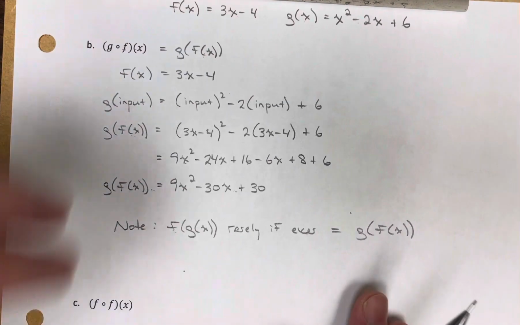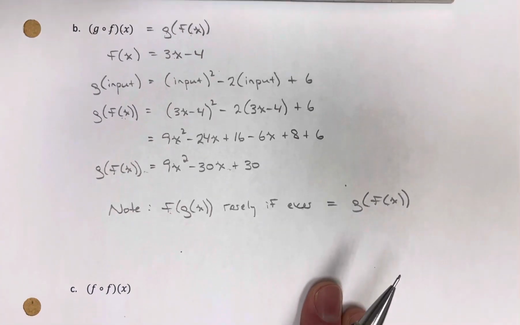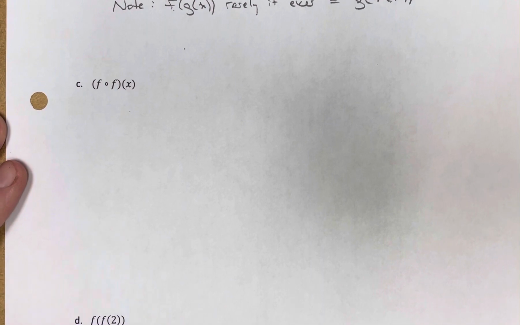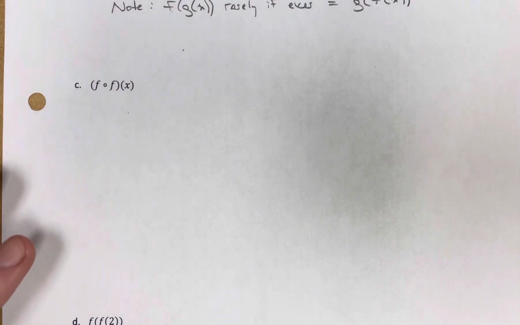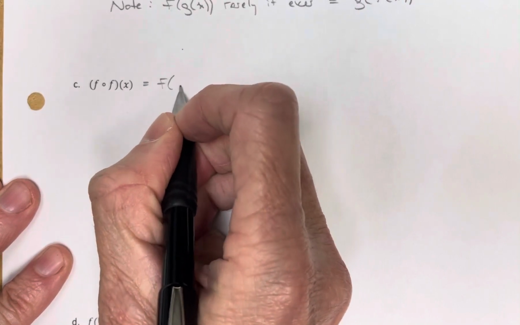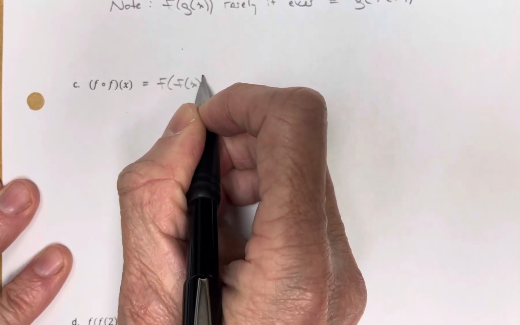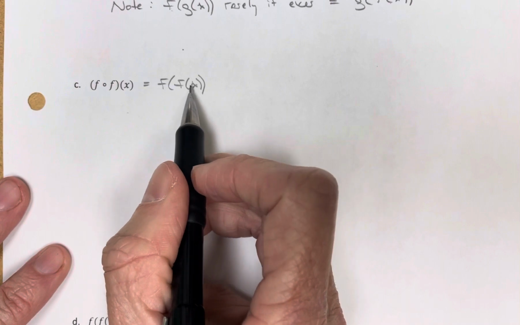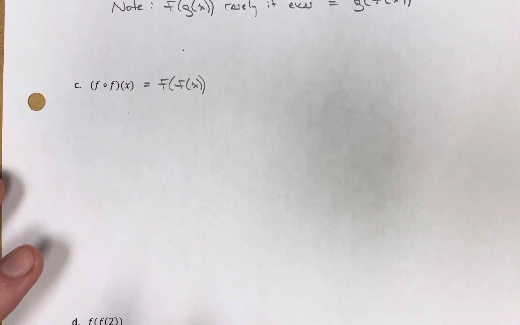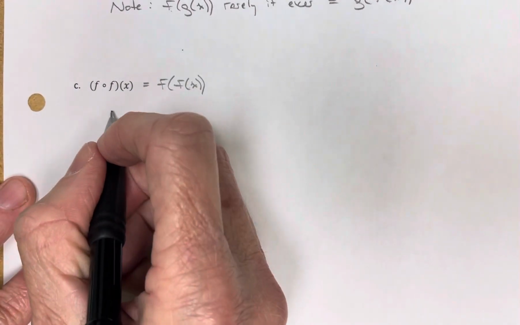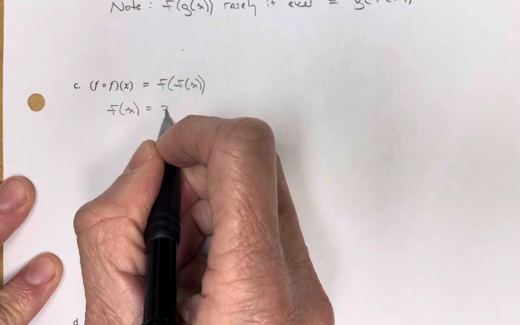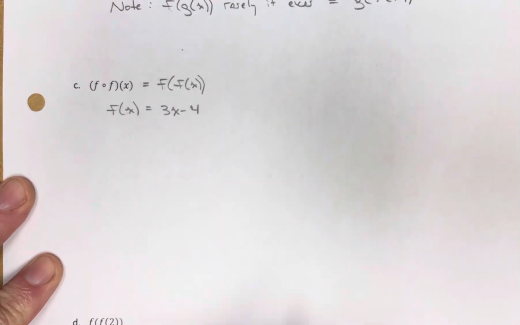Okay, let's do another example. And this time, I'm going to run the f function through the f function. I'm going to do the f function twice. Okay, so this, of course, is the same as f of f of x. We can do this. Run x through the f function, and then run that output back through the f function again. Okay, let's remember, f of x is equal to 3x minus 4.